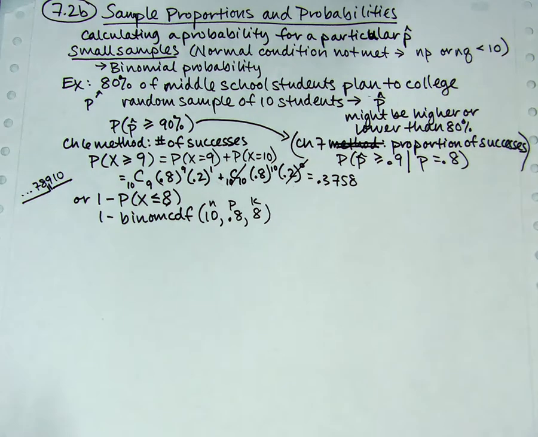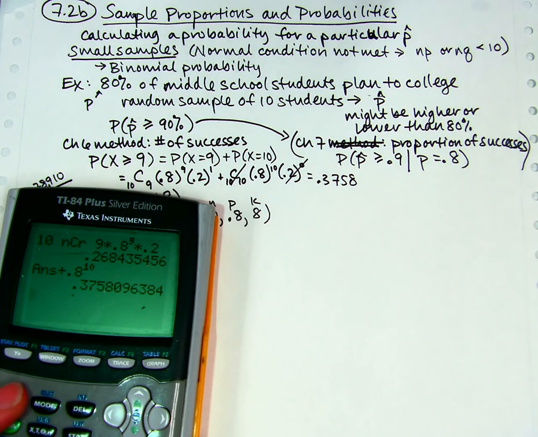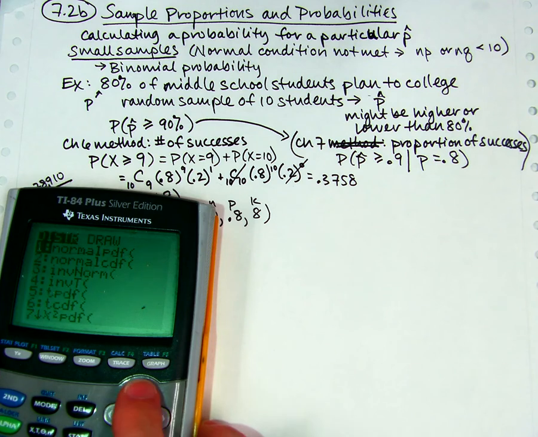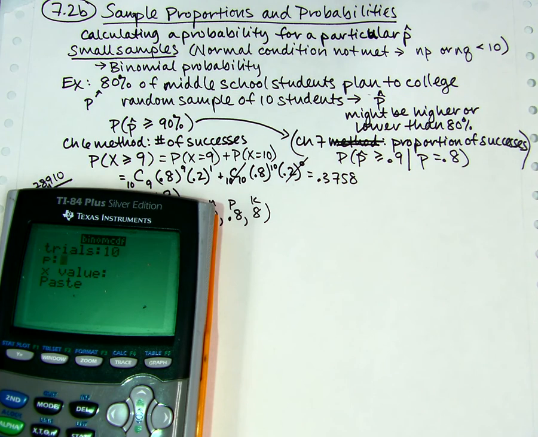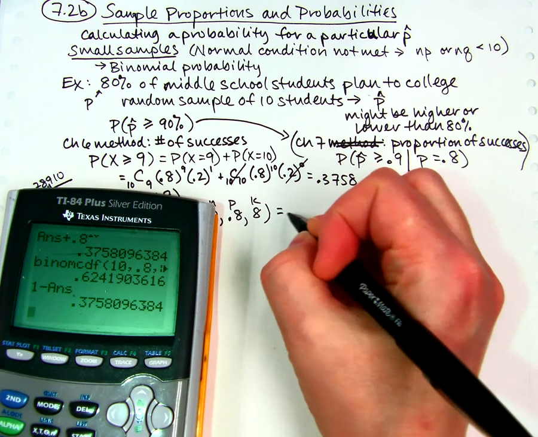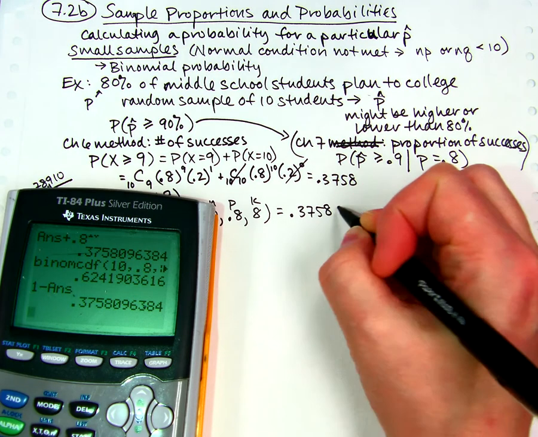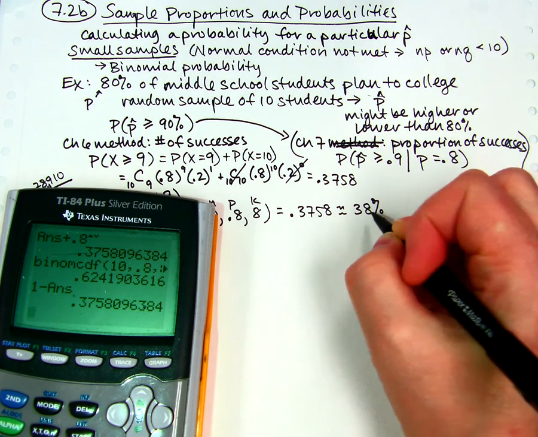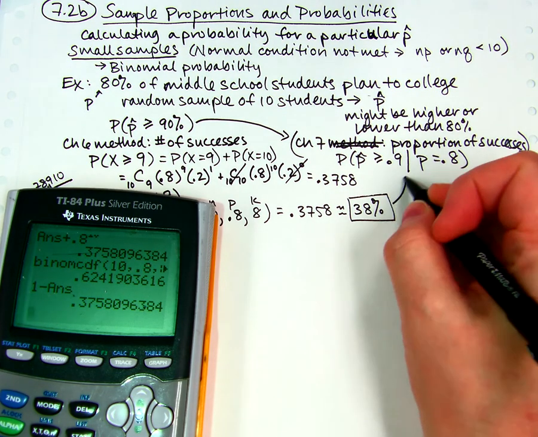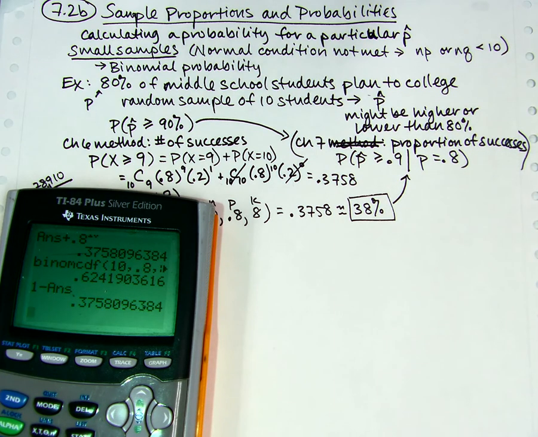So I could also type it that way. I should get the same exact answer, but let's just make sure. So second vars towards the bottom is binom CDF, and n and p and k. And don't forget you have to do 1 minus that, which is 0.3758. Isn't that comforting that it came out the same? So it's about a 38% chance. And that is also the probability of this. Probability of p hat, the sample proportion, being bigger than or equal to 90%, given that the population is 80%.